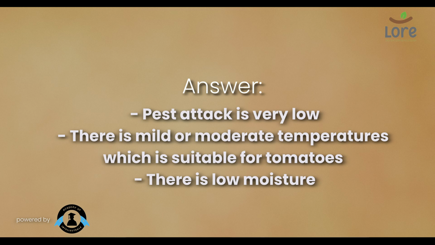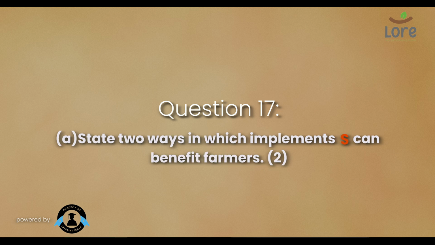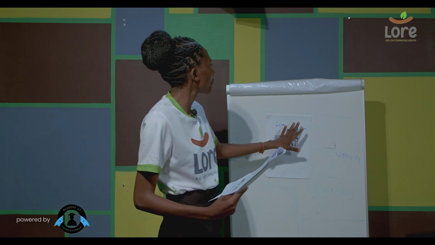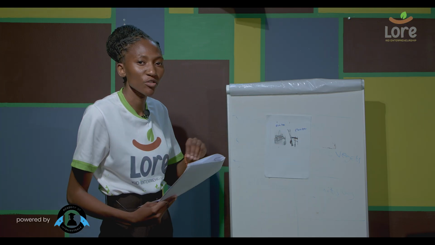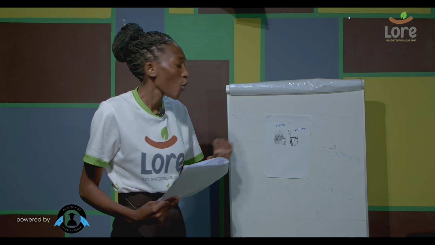Okay, question 17 is saying, study the diagram of a farm implement showing. The question is saying, name 2 ways in which implement S can benefit farmers. Before we answer this question, it's important that you know what implement S is and what the function of implement S is. Implement S is a planter, and the function of a planter is that it buries our seeds or it turns the soil upside down.